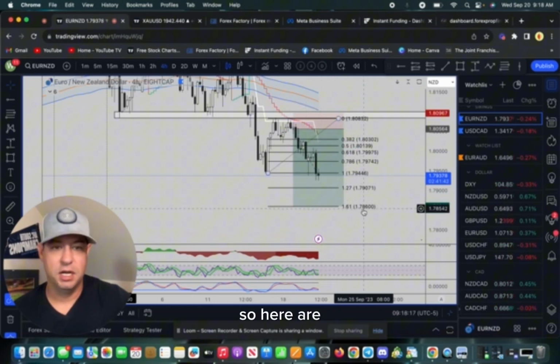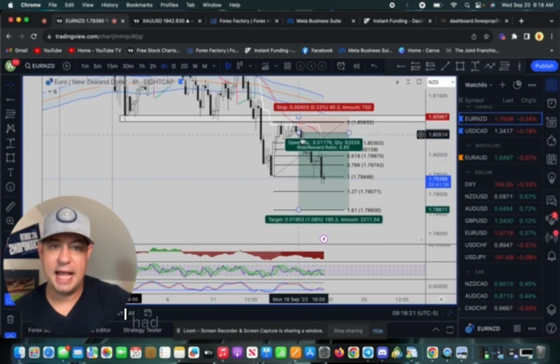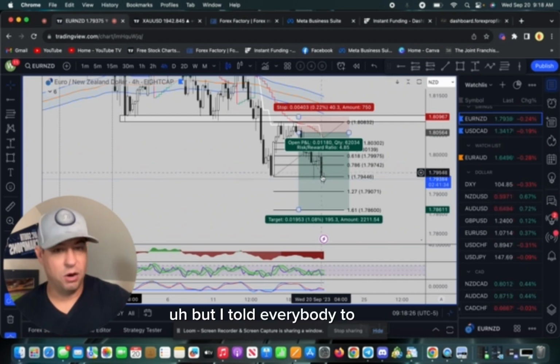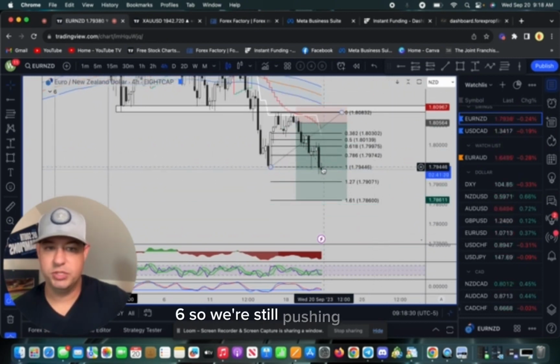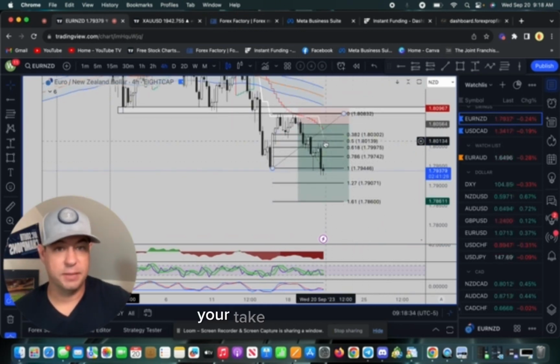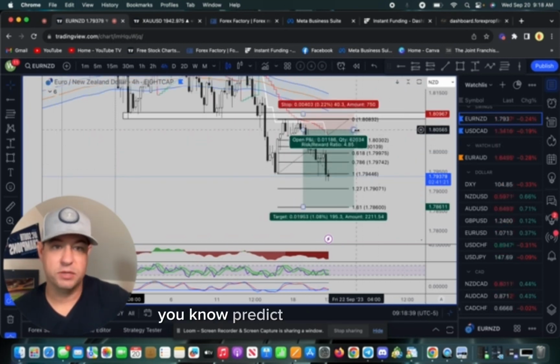So here our TP would be 78.6. Now, in my signals group, I had the TP going right here to be cautious, but I told everybody to hold and wait till it pushes down to 786. So we're still pushing down. So that is a great way to see your take profit targets. It's a great way just to read the market and predict where it's going.